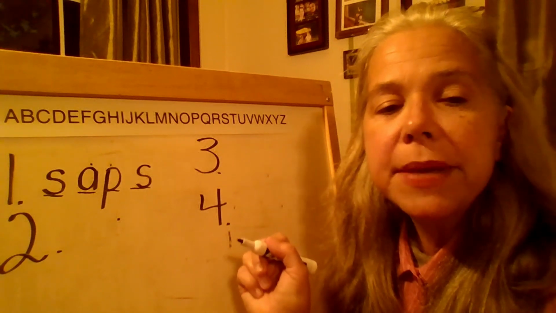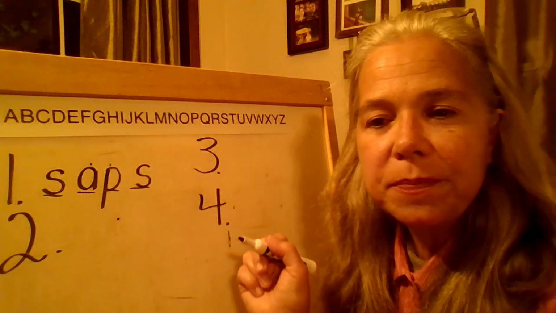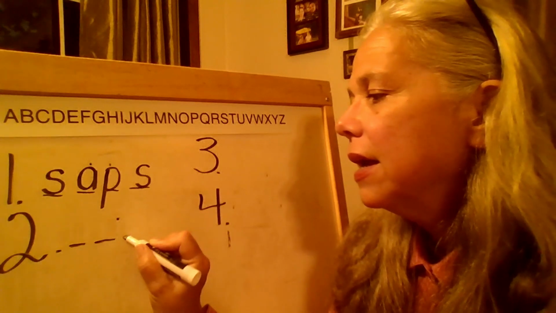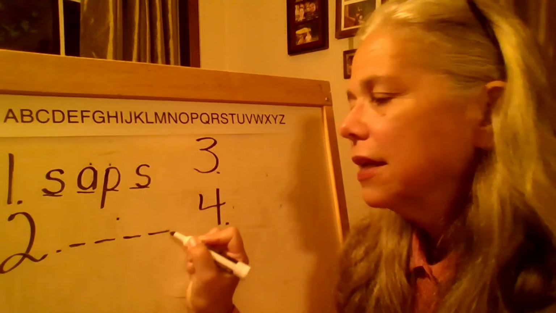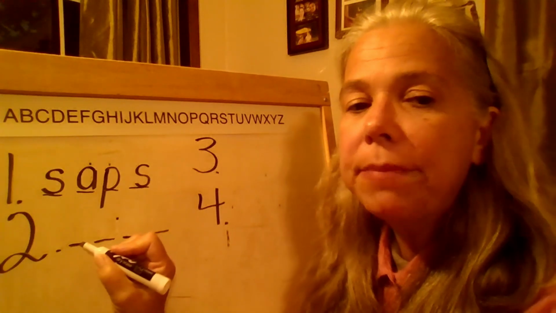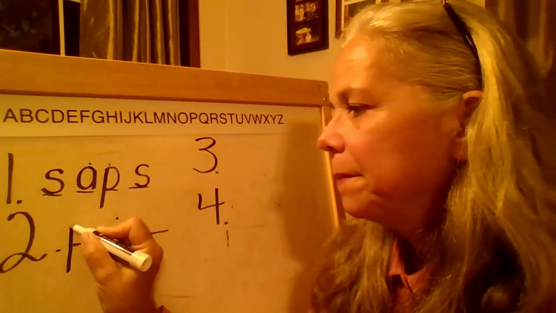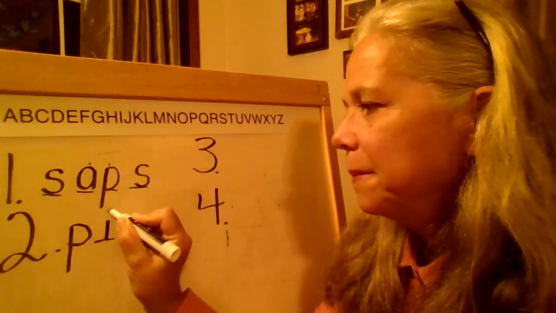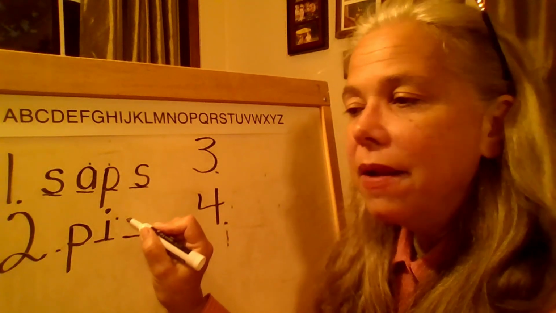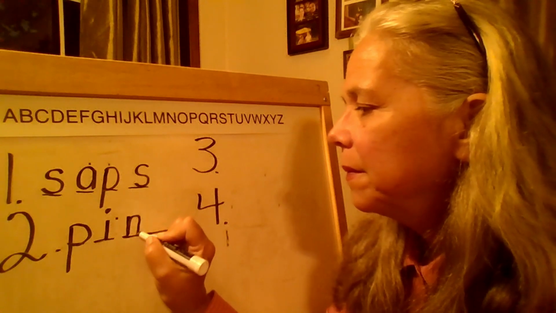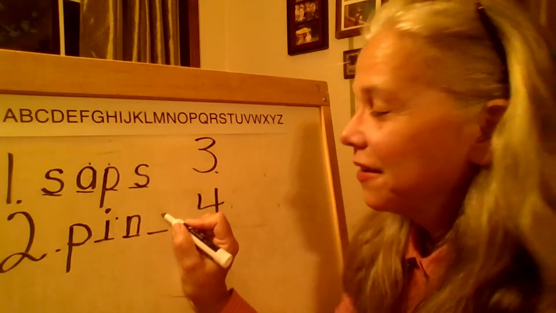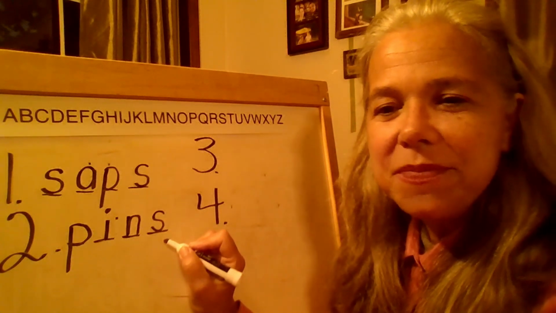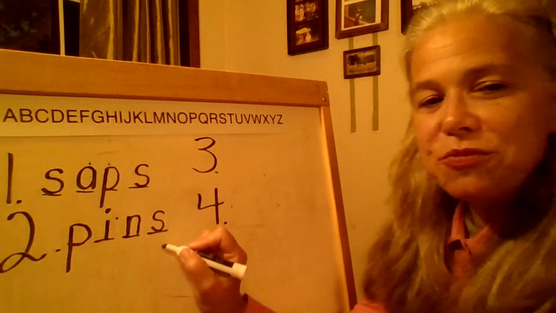Our second word is pins. Repeat that word. All right, let's say it slowly. P. I. N. Z. Let's write a letter for each of those sounds we hear. What's a P? P. I. N. Z. Right, that's our voiced S sound. Read that word. Pins. Nice job. Two more to go.